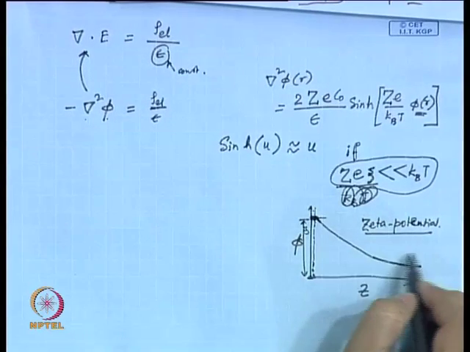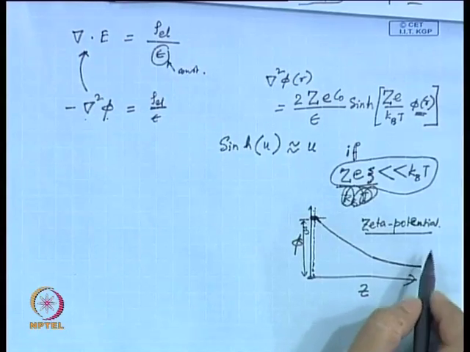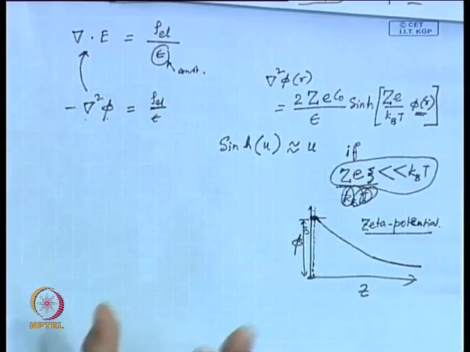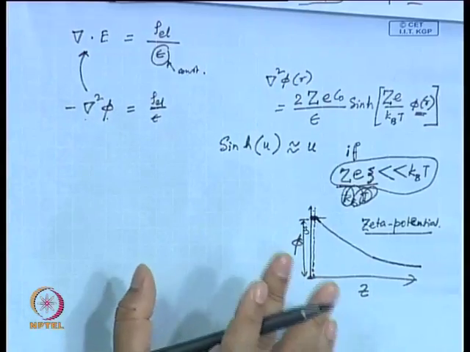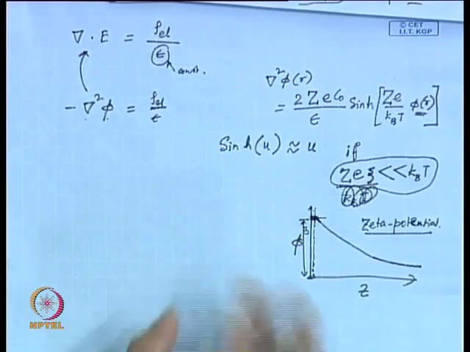Okay, and this zeta potential can be measured. There are instruments to measure zeta potential, but that is a different issue. Our original aim is to find out what the velocity would be in this electroosmosis. That is what we are heading to.